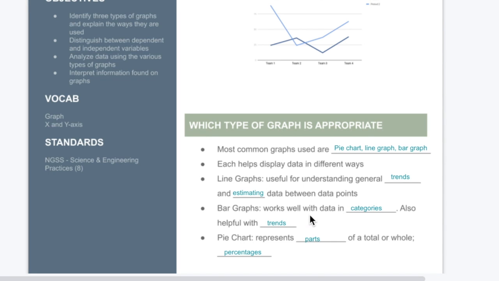A bar graph works well with data in categories. It's also helpful with trends. So both line graphs and bar graphs are helpful with trends. Categories are whenever we have names of things. Actually this graph would have done well as a bar graph just because it has categories, team 1, team 2, team 3, instead of numbers that go across here. Pie charts represent a part of the total or whole. So it's going to be in percentages, and we're going to get more into this in our next notes.